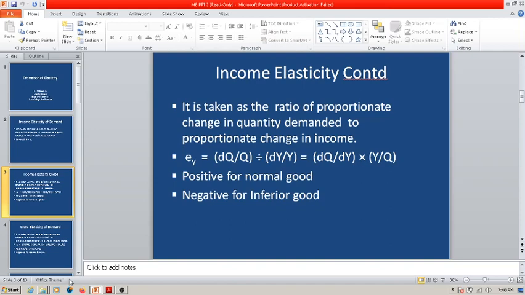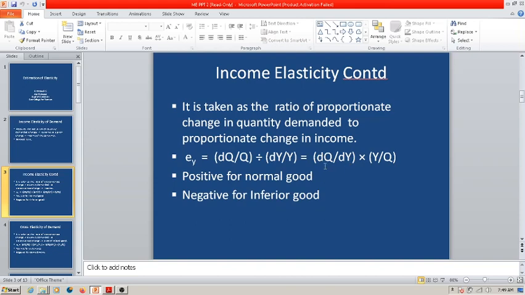You can express it as EY is equal to dQ by Q divided by dY by Y. This is the proportionate change in quantity and this is the proportionate change in income. Rearranging, dQ by dY multiplied by Y by Q. So this is the derivative part in the expression.